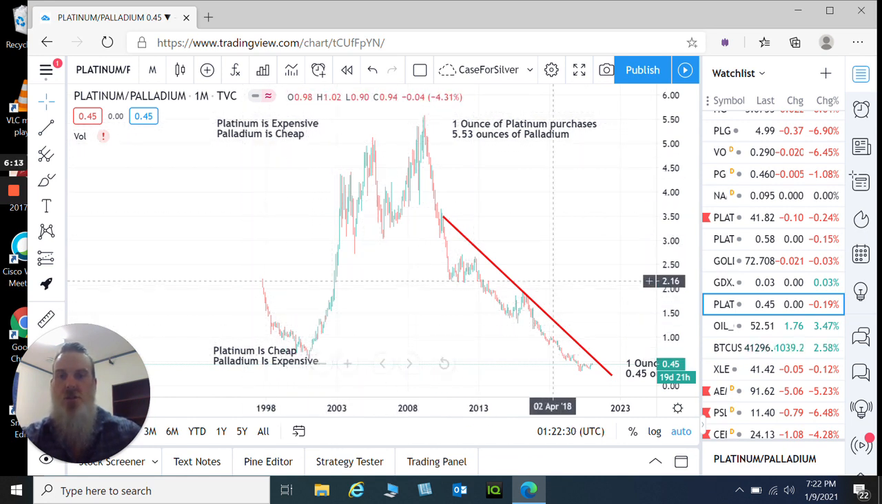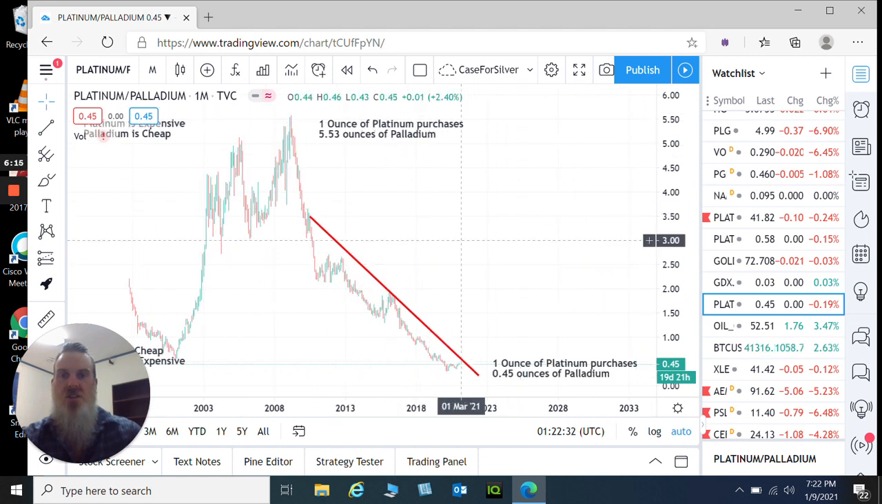Platinum is cheap, palladium is expensive. This is one of my plans. I do want to get palladium, and I want to switch when this reverses in my core physical holdings, right? So, excuse me, 1 ounce of platinum here purchases 0.45 ounces of palladium. And look at that, this is much more significant than the other charts. 1 ounce of platinum purchases 5.53 ounces of palladium here.